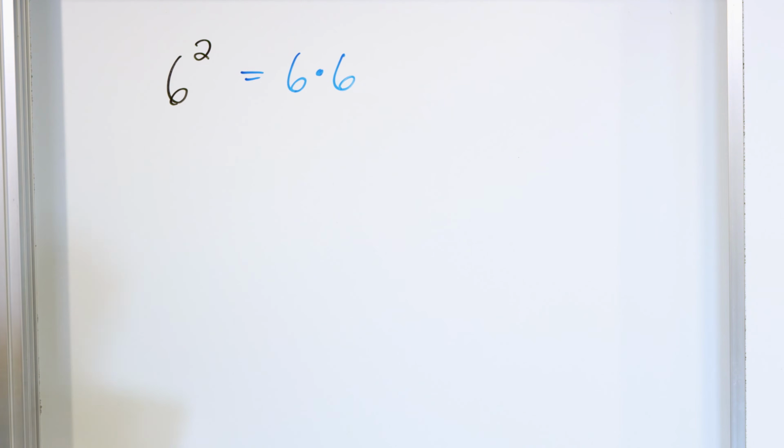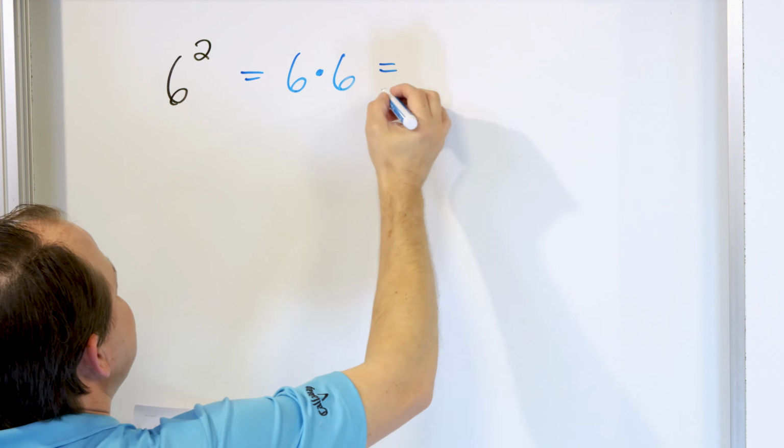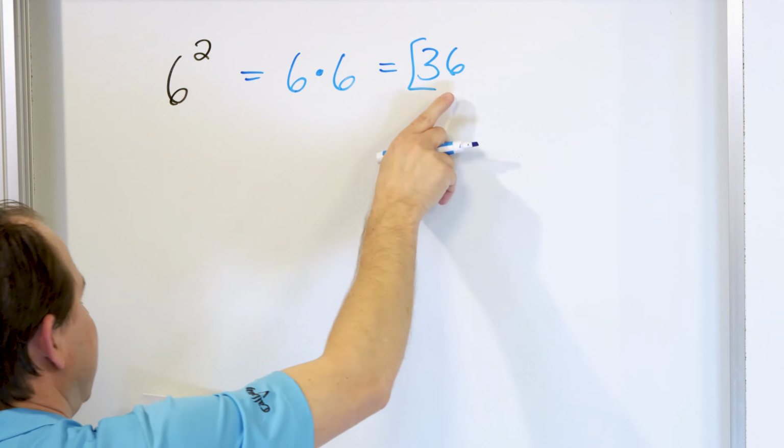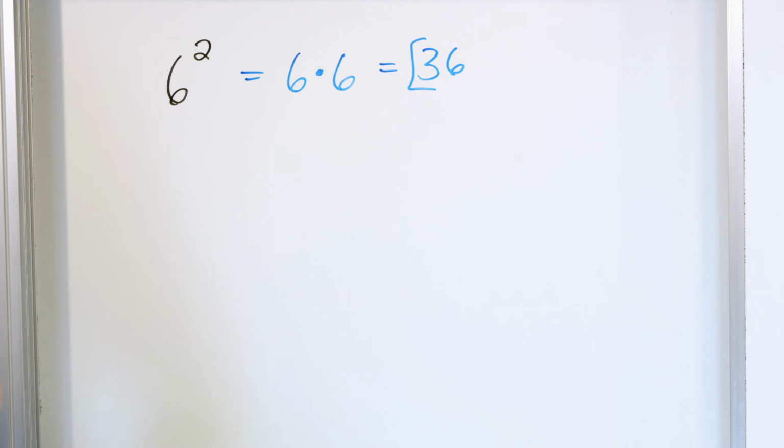We have 2 of them because it's 6 squared. 6 times 6 is, of course, 36. So what we have learned is that 6 squared is equal to 36. And that's the final answer.